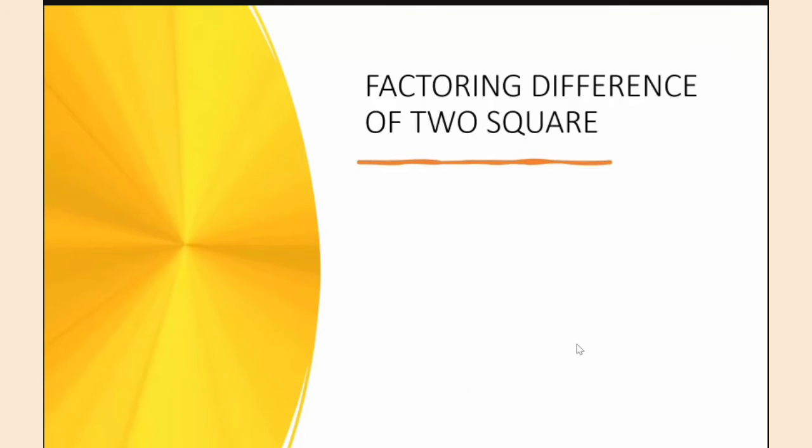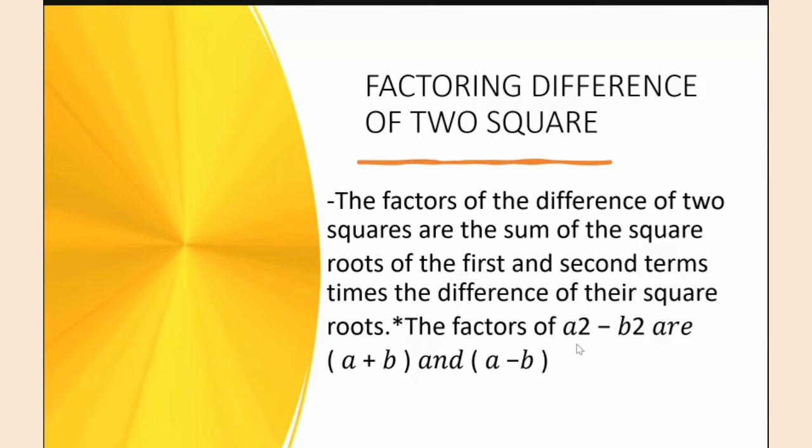Now, meron tayong tinatawag na factoring difference of two squares. In factoring difference of two squares, ganito yung magiging itsura ng factor niya. That is the quantity A plus B and A minus B. Tulad na sinabi nga dito, the factors of A squared minus B squared are A plus B and A minus B.